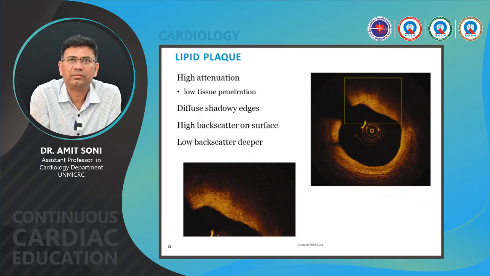Lipid plaque, you can see it is a high attenuation and low tissue penetration. This is classical of lipid rich plaque. Diffusely shadowed edges, you cannot see clear margins. High backscatter on surface, low backscatter deeper.